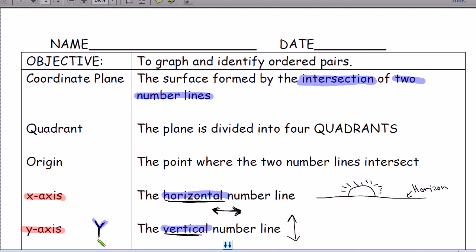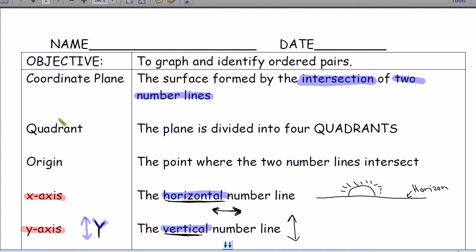Okay, and it's also tall, so that means it's going to go up and it's going to go down. It's the tall one. And the X-axis, that's the horizontal. That's the one that's laying down. So that's like the horizon. Okay. Now let's talk about the quadrants.